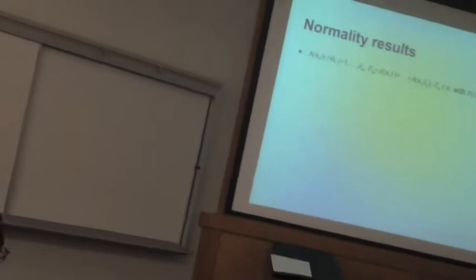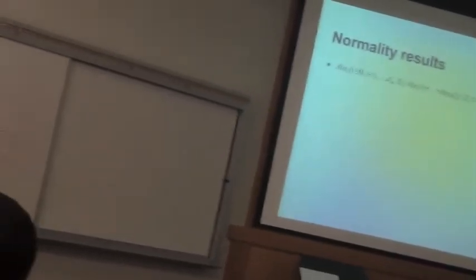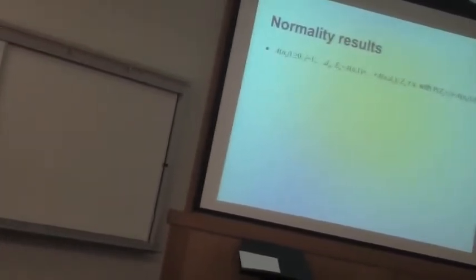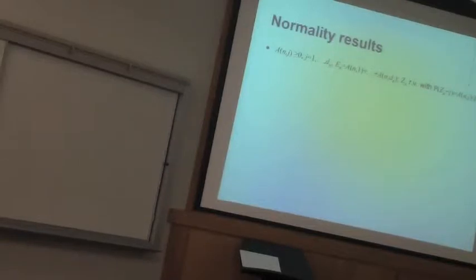And I need to talk about normality results because that's what I'm going to get into soon. So I have what's called a combinatorial array N(n,j). What's a combinatorial array? You have an infinite sequence of finite sequences.